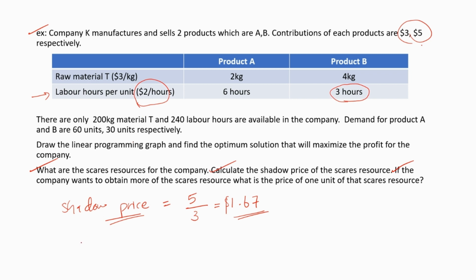So if the company wants to obtain more labor hours, they have to pay 2 plus the shadow price amount of 1.67, which means they have to pay $3.67 in order to obtain one extra unit of scarce resource, in this case, one labor hour.